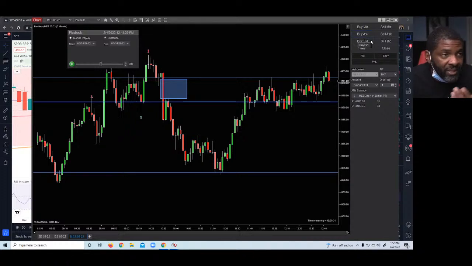You always want to buy the bid. That's the cheaper price. It's just like a spread on options. You got the bid, you got the ask. It's the spread, so you're buying the lower price. And if you want to sell, you can sell market, sell the ask, or sell the bid. You always want to sell the ask, the higher price.